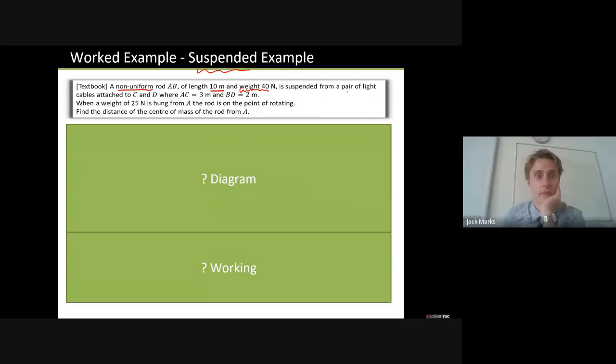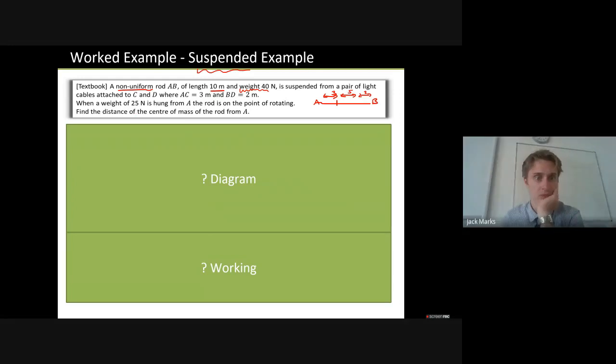It's suspended from a pair of cables attached to C and D. AC is 3, BD is 2. So the whole thing is called AB. AC is 3, BD is 2, and the thing is 10 meters long. Yeah, this is what you want to be doing with this kind of information, being able to get those distances right.